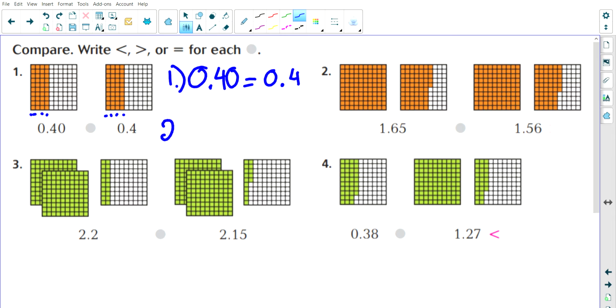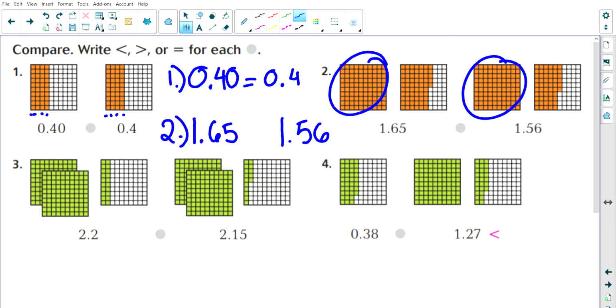All right, number 2. I have 1 and 65 hundredths compared to 1 and 56 hundredths. So looking at the decimal models, each of them has one whole. I can see that this has 1, 2, 3, 4, 5, 6 bars fully shaded, while this one only has 5 bars fully shaded. So I know right off the bat that 1 and 65 hundredths is greater.